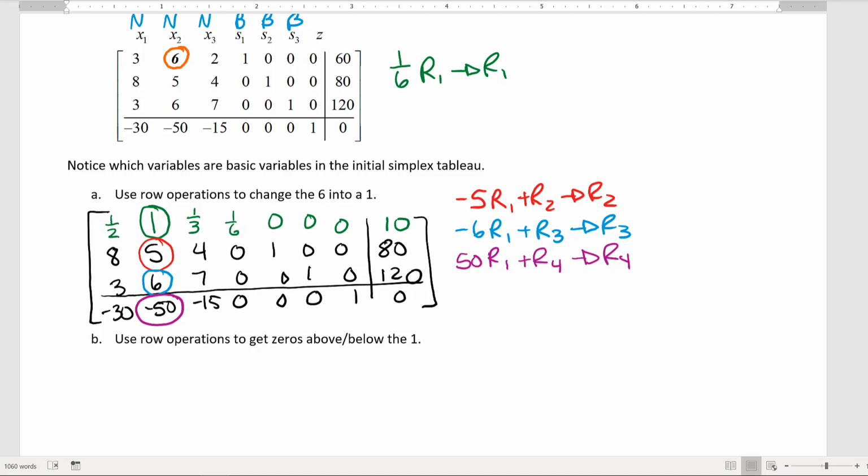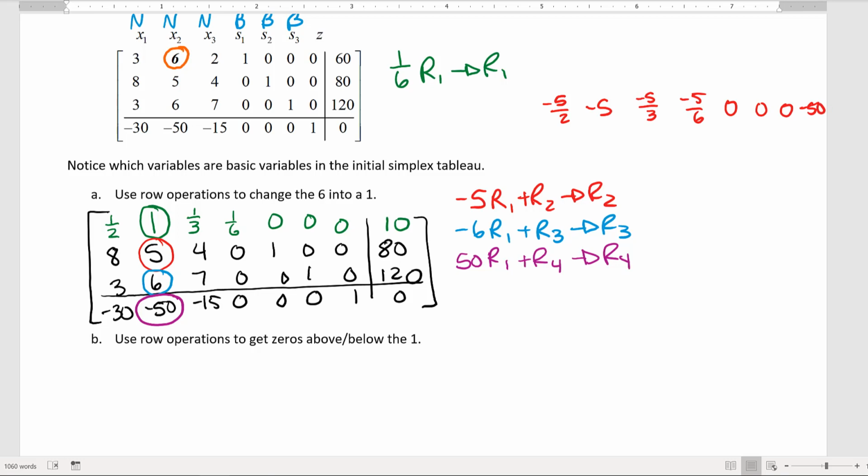So I'm going to take row 1 in red, multiply it by negative 5. So negative 5 times a half is negative 5 halves. Negative 5 times 1 is negative 5. Negative 5 times a third is negative 5 thirds. Negative 5 times 1/6 is negative 5/6. 0 times negative 5 is 0, 0 times negative 5 is 0, 0 times negative 5 is 0. And 10 times negative 5 is negative 50.